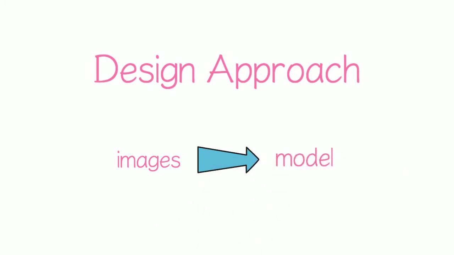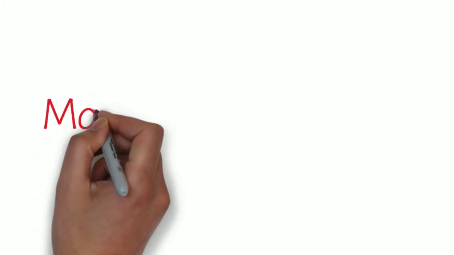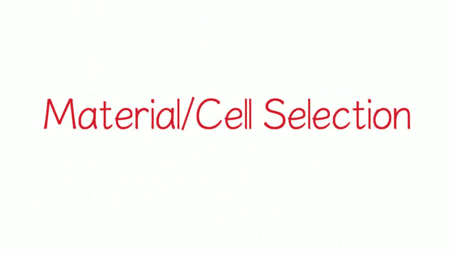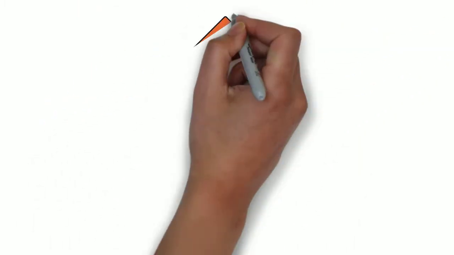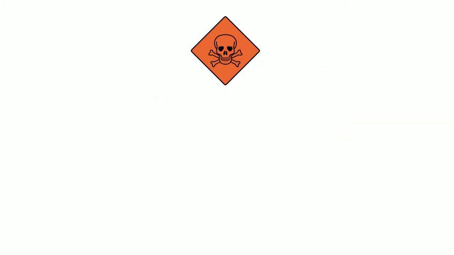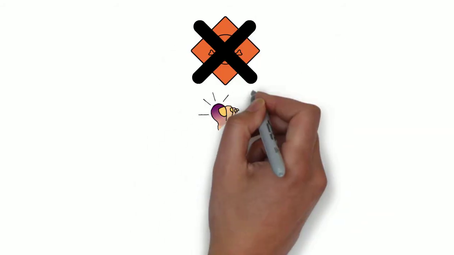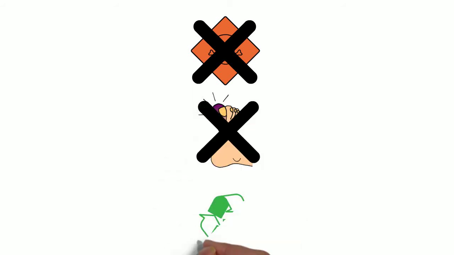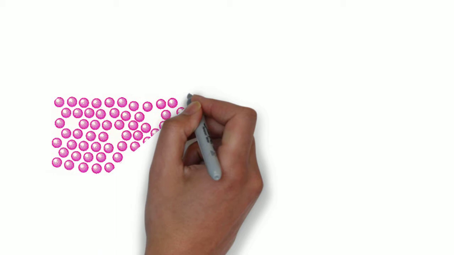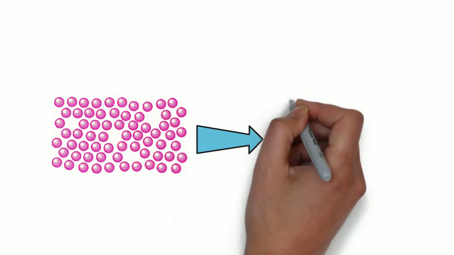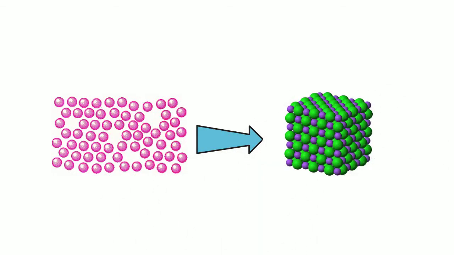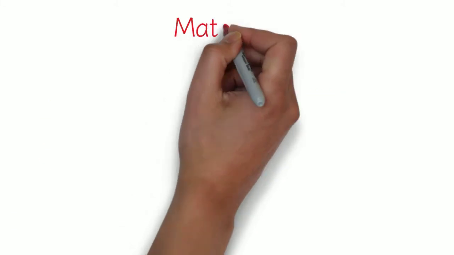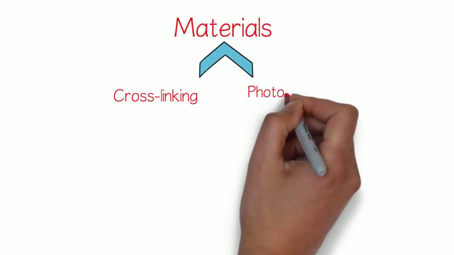Material and cell selection is the most important step because the object will end up inside a human body. Therefore, the materials have to be non-toxic, unable to swell due to oxidation, and biodegradable. Since hydrogels are usually liquid at room temperature, there needs to be a chemical process that solidifies them. There are two processes that do this.